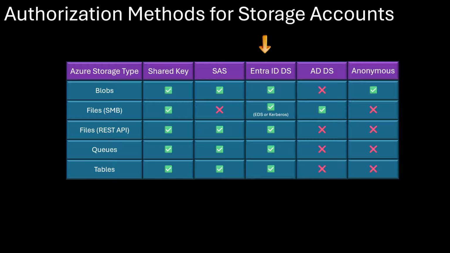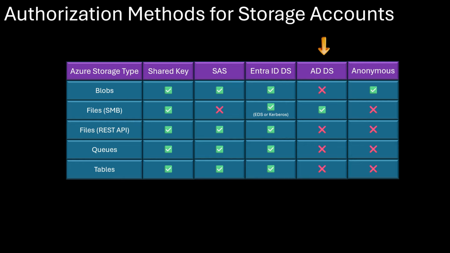Next authorization method is Microsoft Entra Domain Services. Why use it? Because you are working with Azure files which require SMB protocol and you need identity-based access. When to use it? If you need to apply RBAC and NTFS permissions for Azure files. And you can use Microsoft Entra Domain Services authorization method for all storage services.